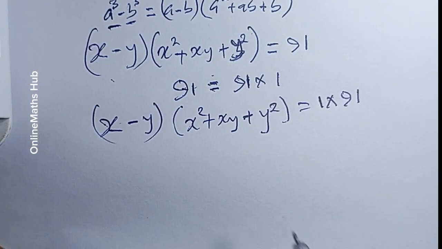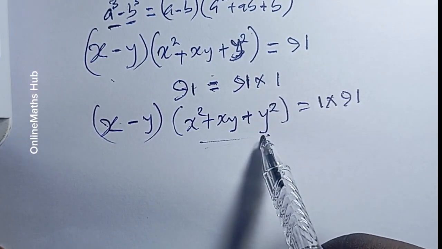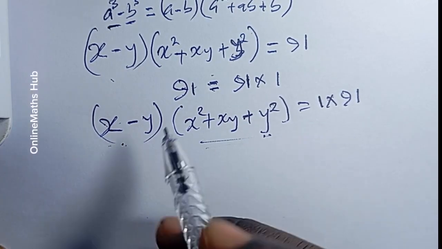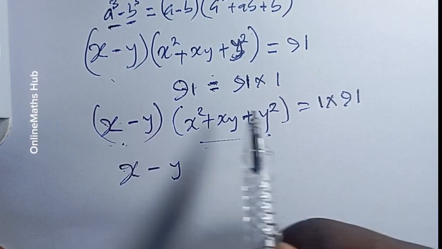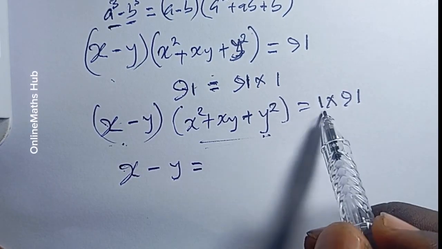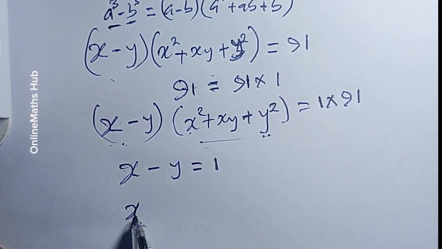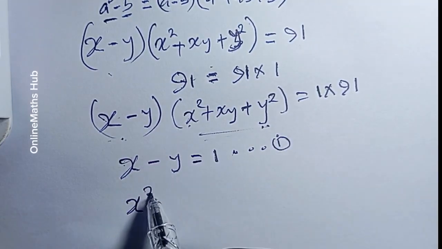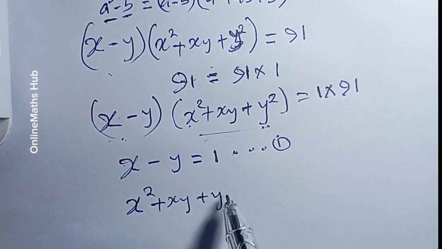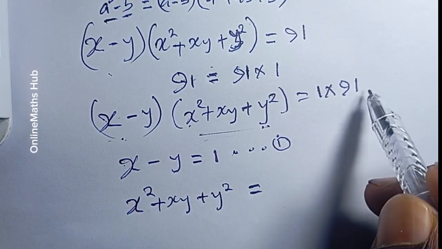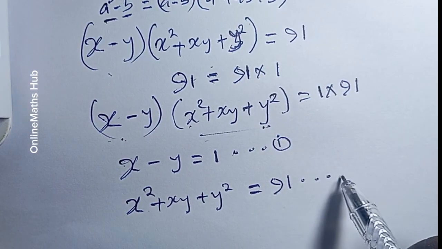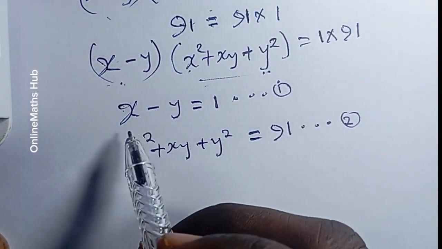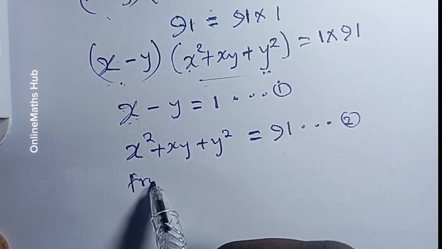Obviously you can see that the term in this bracket is bigger than the term in the first bracket, so if we compare, x minus y in the first bracket is equal to 1, and we can call this equation 1. Then the second term, x squared plus xy plus y squared, will be equal to 99, and we can also call this equation 2.